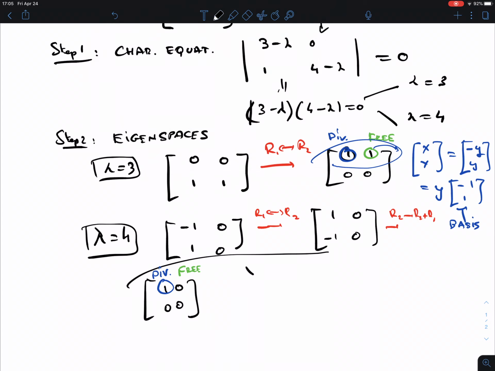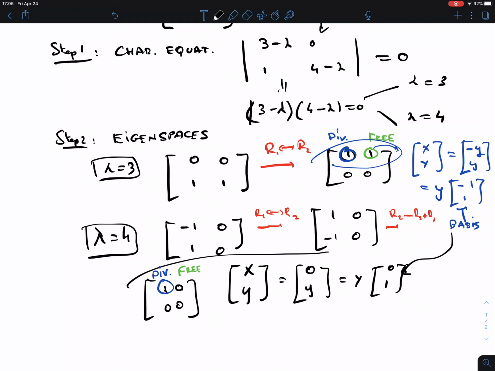Okay, so that means that x and y, this column is now, what is x? Well, 1 times x plus 0 times y is 0, so x is 0, and y is just itself. So we get y times 0, 1, and this is the other basis vector. So this is the one for lambda is 3, this is for lambda is 4. Okay, so far everything is something that you recognize.